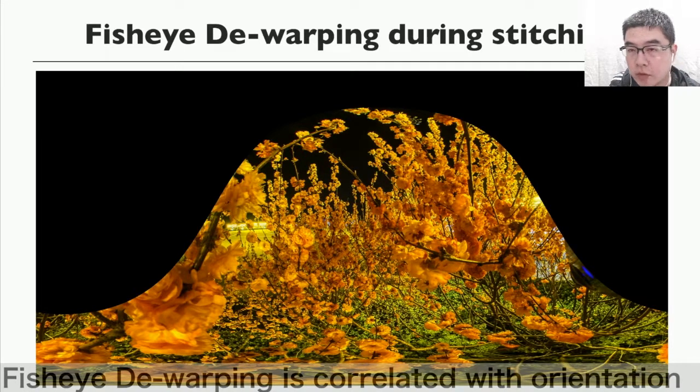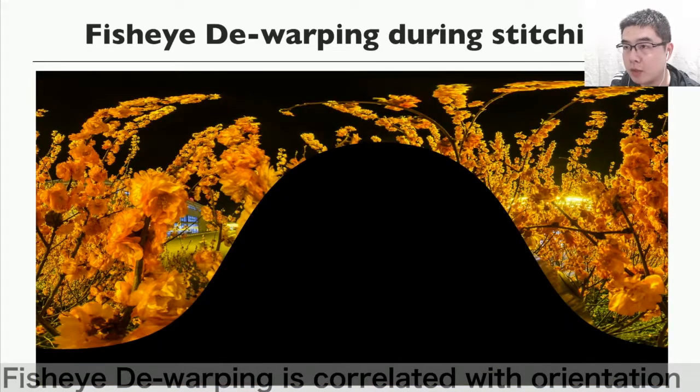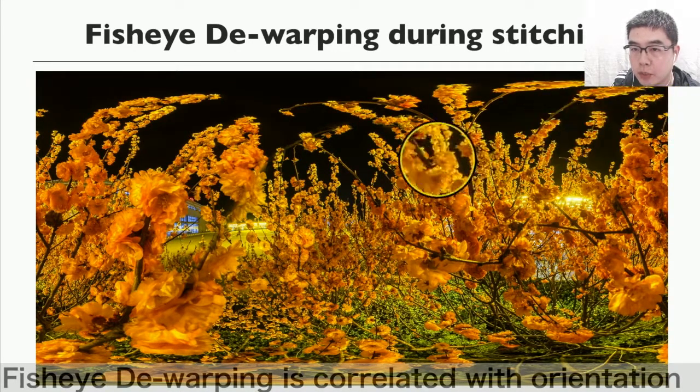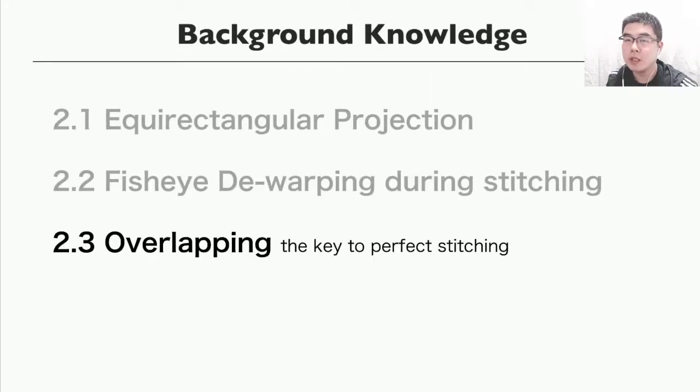And there's another one. Here's another one for the flowers, right? The image will look different from the last one because the camera has different orientations. And when you blend the two images together, you will have the stitching line, right? So the next one we talk about is the overlapping.